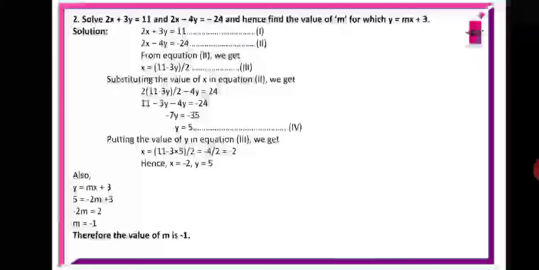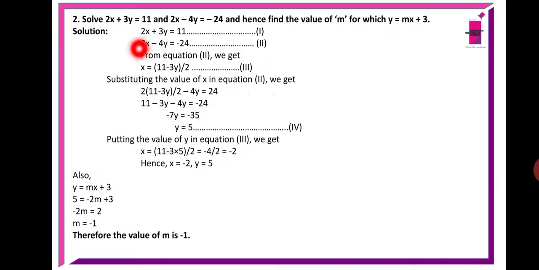So now solve 2x + 3y = 11 and 2x - 4y = -24, and hence find the value of m for which y = mx + 3. These kinds of questions, first of all we are going to find out the solution set for these equations, that is, the x and y values. Then you are going to substitute that in y = mx + 3, and you will get the m value. Here we are using the substitution method.